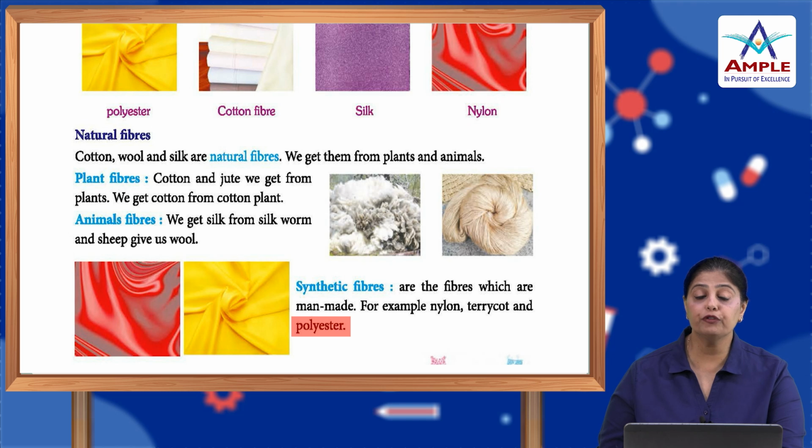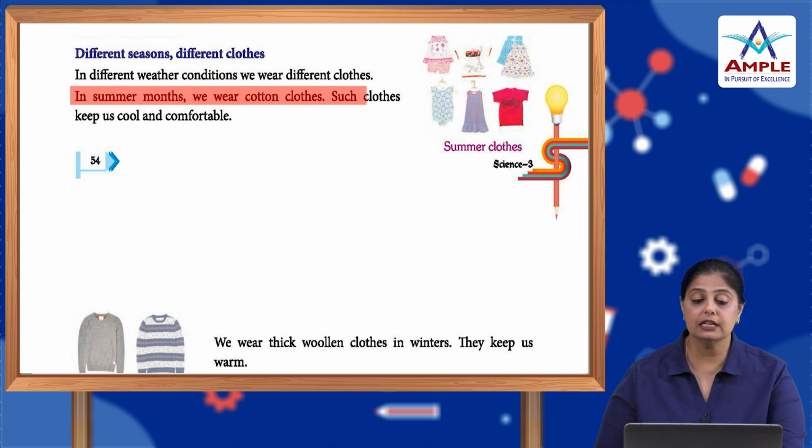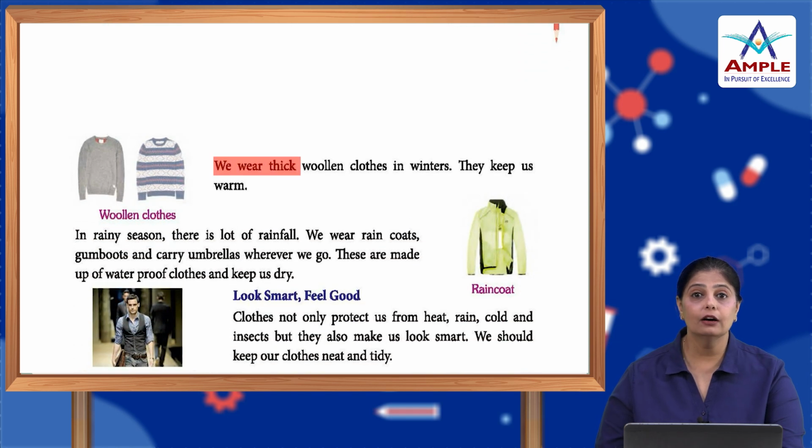Now, different seasons, different clothes. We all know that depending on the season, we choose our clothes. In different weather conditions, we wear different clothes. In summer months, we wear cotton clothes. Such clothes keep us cool and comfortable. We wear thick woolen clothes in winter. They keep us warm. In rainy season, there is a lot of rainfall. We wear raincoats, gumboots and carry umbrellas wherever we go. These are made of waterproof material and keep us dry.